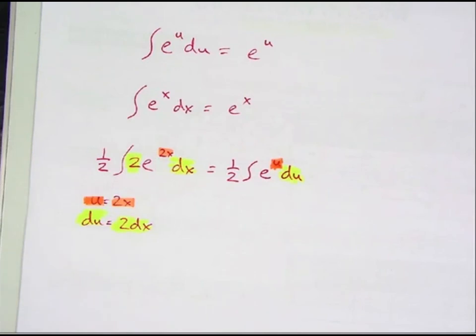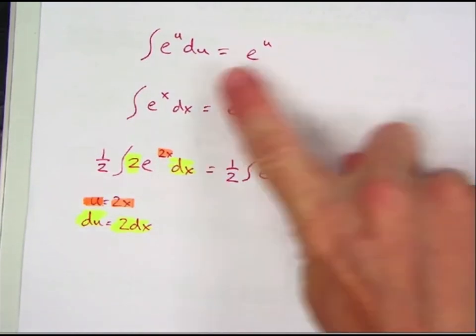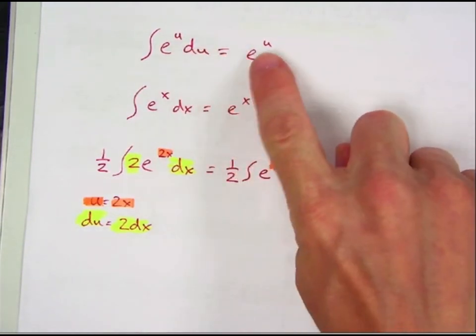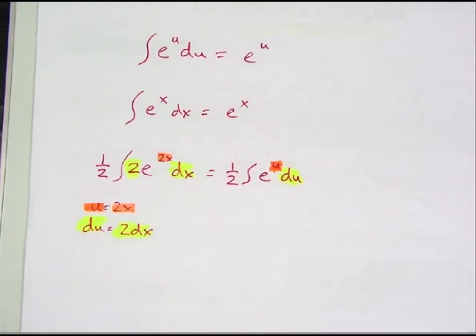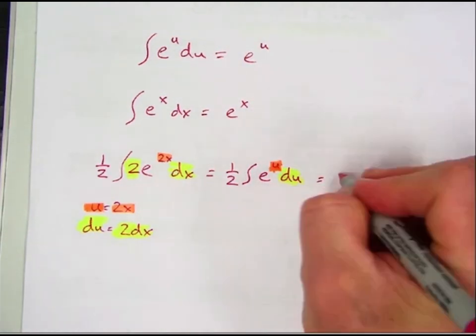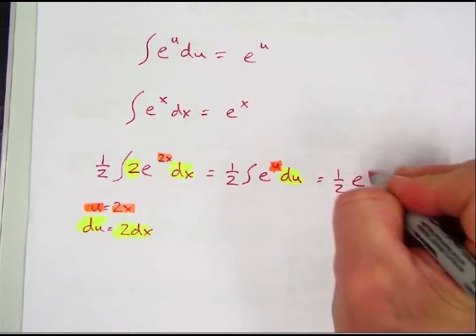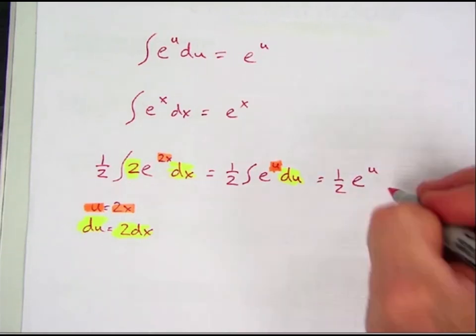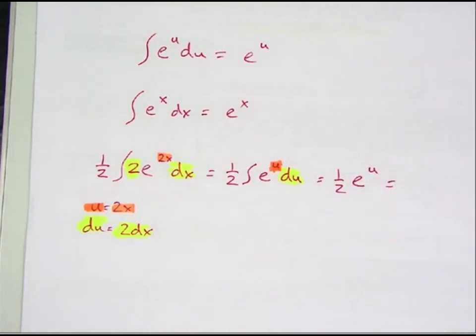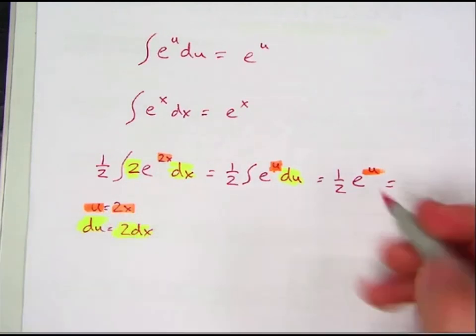And now if we just go to our basic formula, the integral of e to the u du is just e to the u. So we know the 1/2 stays in front, then it's e to the u. Then all we're going to do, again, is substitute in for u back in, and we're going to substitute 2x back in there.